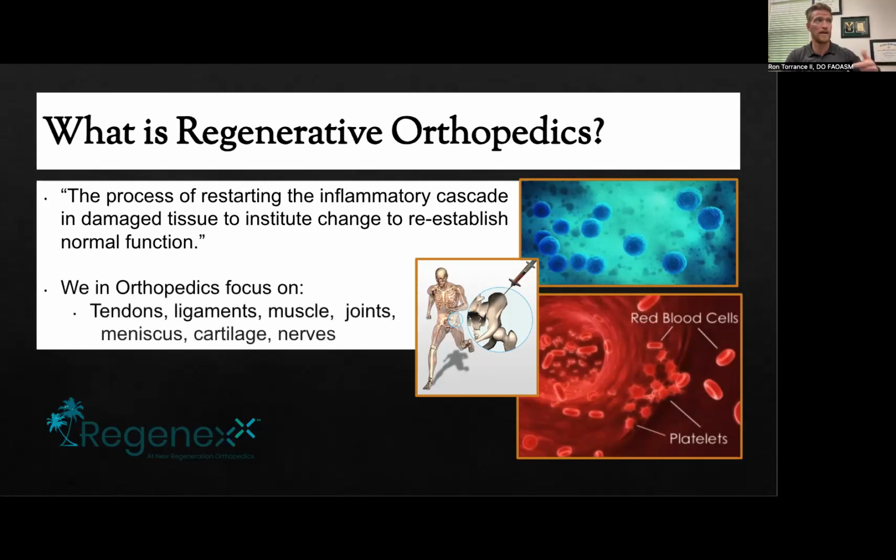And we're focusing on the tendons, the ligaments, muscles, joints, meniscus, cartilage, and nerves. Now, don't get me wrong. In ligaments, we've seen repair in all these injections and MRIs and post-MRI follow-ups. We've seen some cartilage and some fibrocartilage regrowth, but I don't tell patients that. I promise them really functional outcomes.